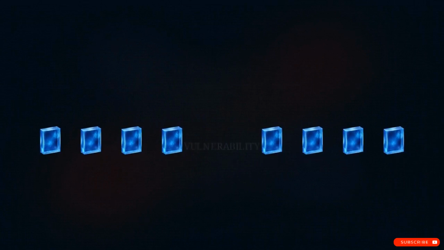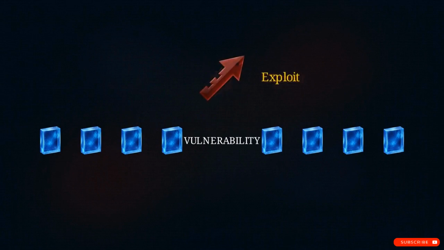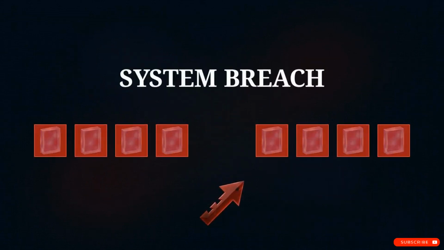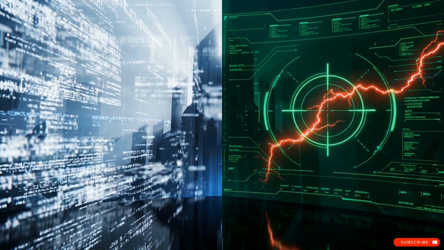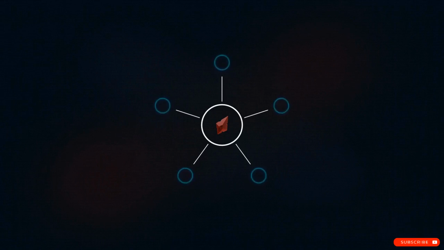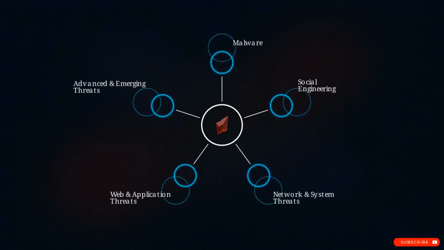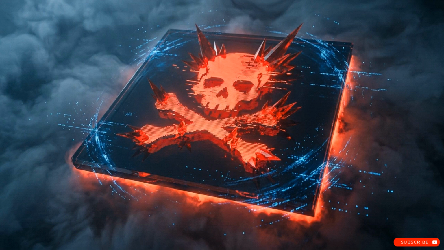When a threat actor identifies that weakness, they apply an exploit. This is the specialized tool or technique crafted to bypass that exact vulnerability and force a system breach. This equation allows security teams to move from guessing to predicting. By isolating the threat from the vulnerability, we can begin to map the enemy's exact arsenal across 5 specific domains. The first domain is malware.